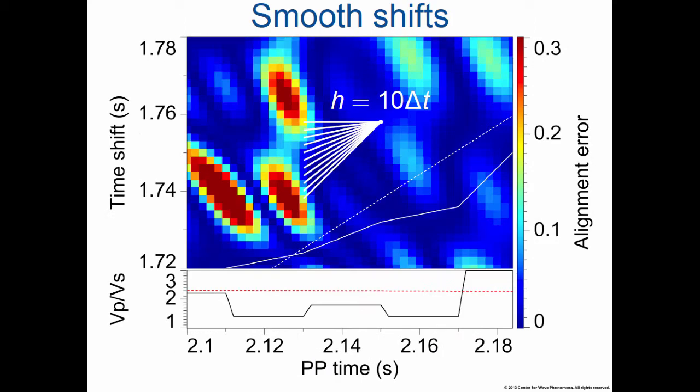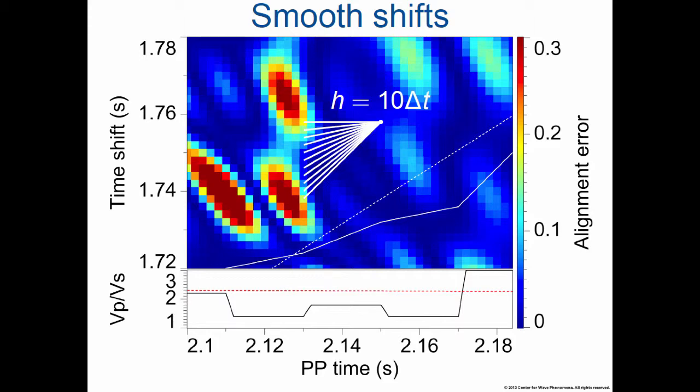So again, just to emphasize the main idea with the smooth dynamic warping algorithm is that we'll accumulate alignment errors by summing along piecewise linear trajectories at a coarser spacing, and this allows us to more accurately estimate the changes in time shift, or the slope of these lines, which in turn allows us to more accurately estimate the VP/VS ratios. So the VP/VS ratios in the bottom panel in black are still not correct, but it's an improvement over the VP/VS ratios we obtained from the rough shifts.